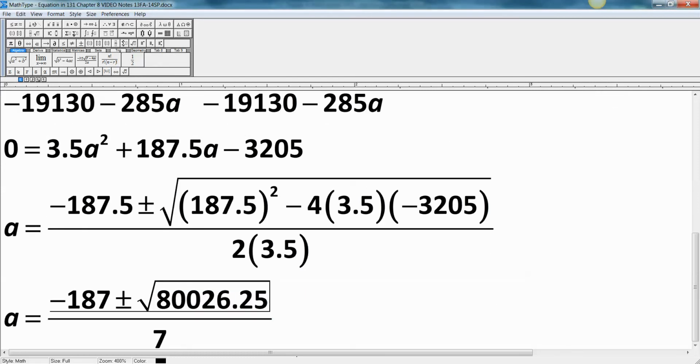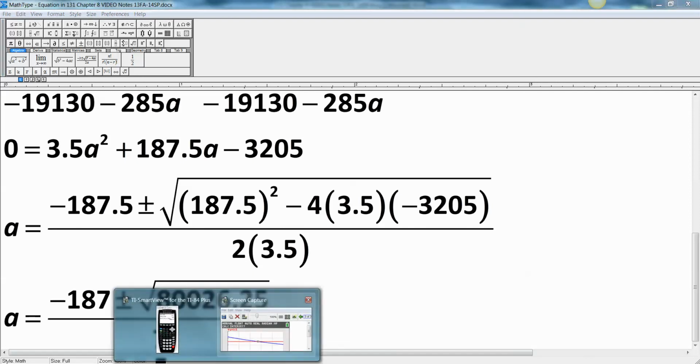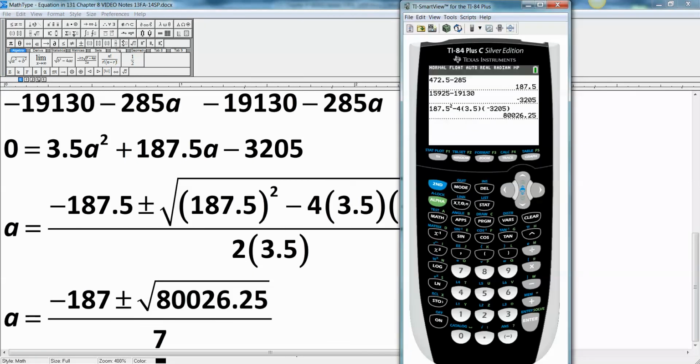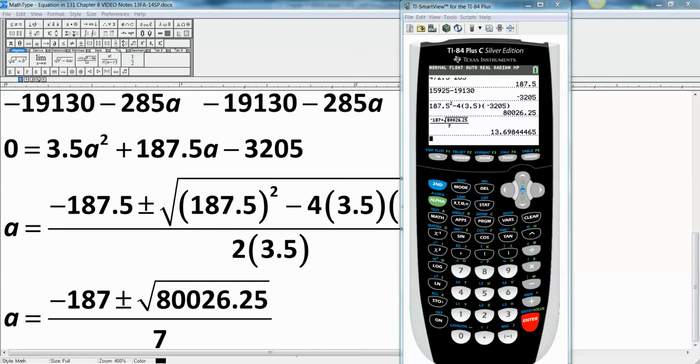There we have it. It's 80026.25 under there. So now I'm going to make the calculator find that number. Alpha F1, hit number 1, negative 187.5 plus the square root of 80026.25. Then I'm going to arrow down and hit 7, enter. And there we get 13.69, just like we did with the calculator.